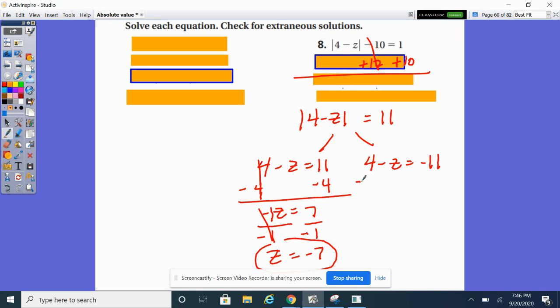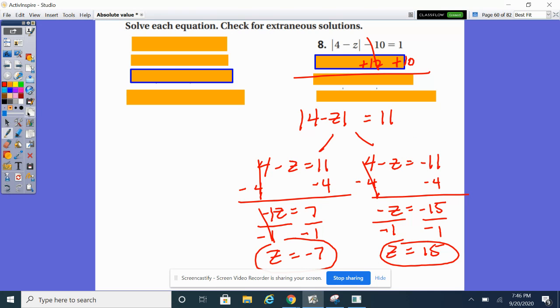Let's solve over here. Minus 4, it's the same steps, different outcome. 4's cancel, negative z comes down. -11 and -4 is -15. Divide by -1 again, and that means z is equal to +15. Let's make sure these two are actually solutions, that they work when we plug them back in.